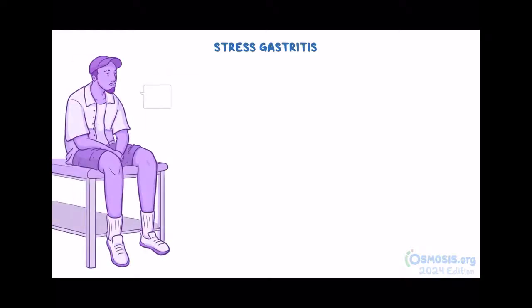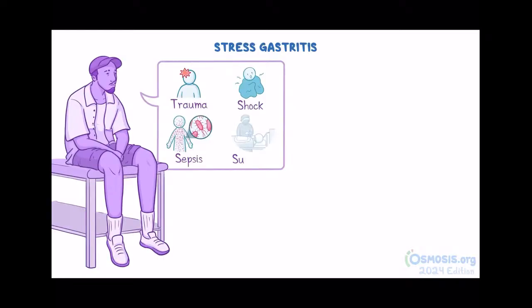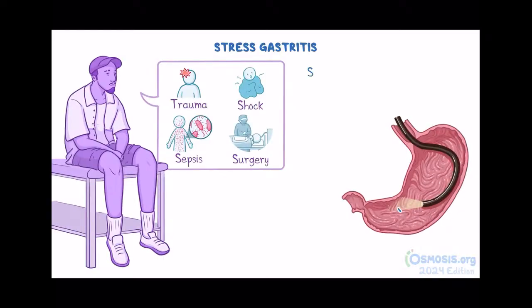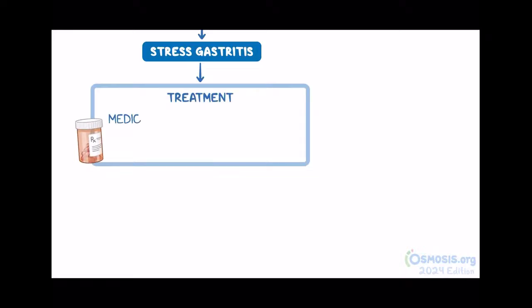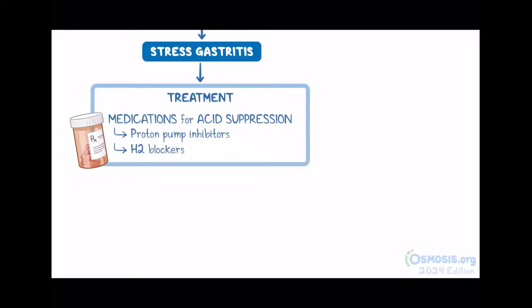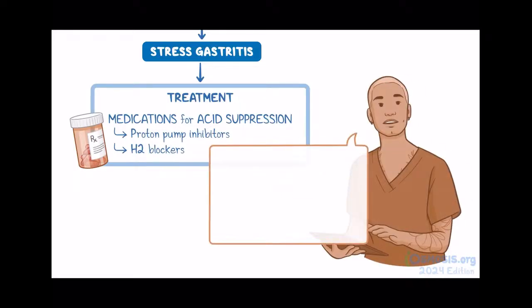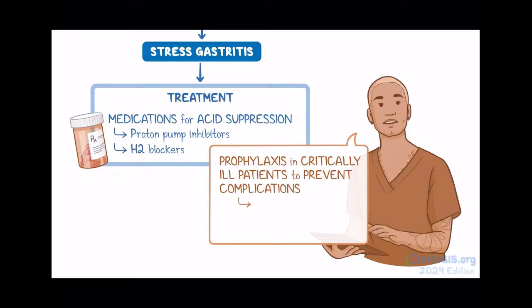In this case, the patient will report a stressful physiological event, such as trauma, shock, sepsis, or surgery, while the EGD will reveal superficial erythematous mucosal erosions. With these findings, diagnose stress gastritis and proceed with treatment, which includes medications for acid suppression, such as proton pump inhibitors or H2 blockers. Keep in mind that you should also use these medications as prophylaxis in critically ill patients to prevent stress gastritis and potentially life-threatening complications like gastric hemorrhage, perforation, and sepsis.